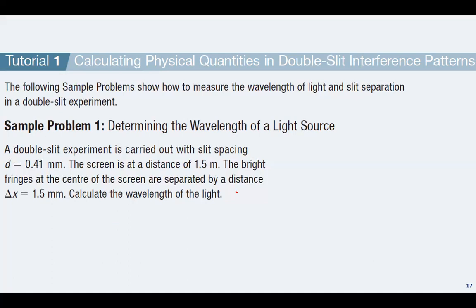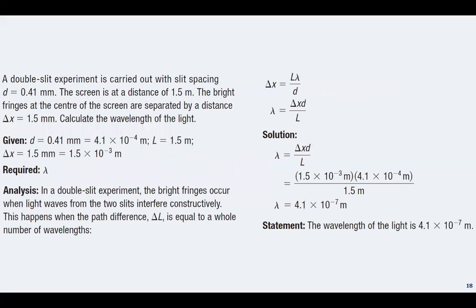Okay, have you finished? Let's have a look at the result. In a double slit experiment, the bright fringes occur when light waves from the two slits interfere constructively. This happens when the path difference, delta L, is equal to a whole number of wavelengths. So we have the following relationship: delta X equals L lambda over D. Therefore, lambda equals delta X times D over L. We know delta X, D and L. Putting all the values in, we have the wavelength lambda equals 4.1 times 10 to the power of -7 meters.